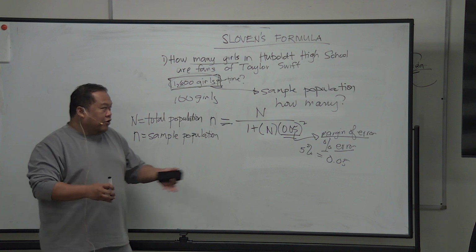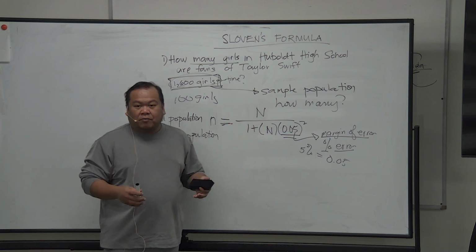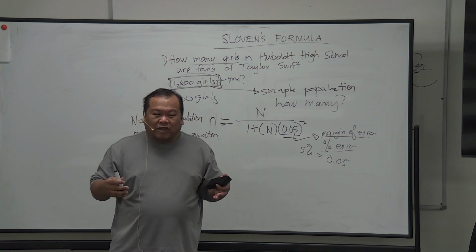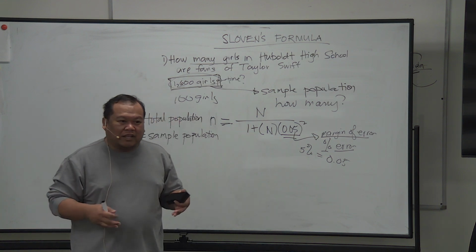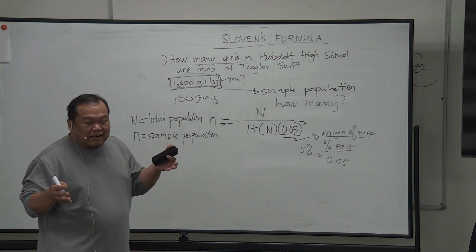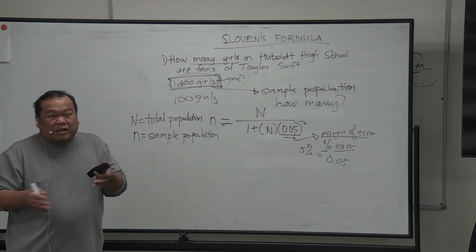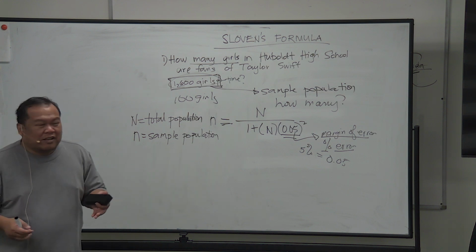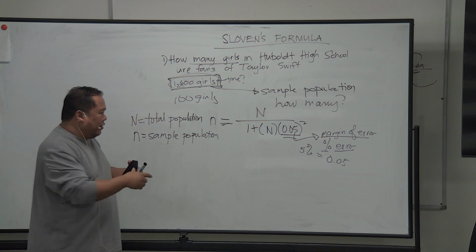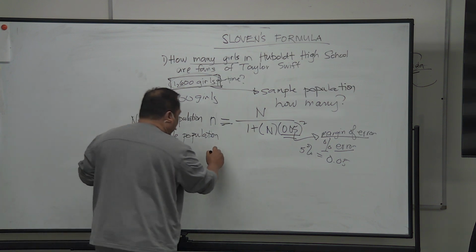Now, the bigger your margin of error, the smaller your sample population. But again, the chances of a bigger margin of error, that means the assurance of your answers may not be similar, or may not be 95% similar to the 1,600. I'm going to show you that one later. Okay, so for example, let's compute.